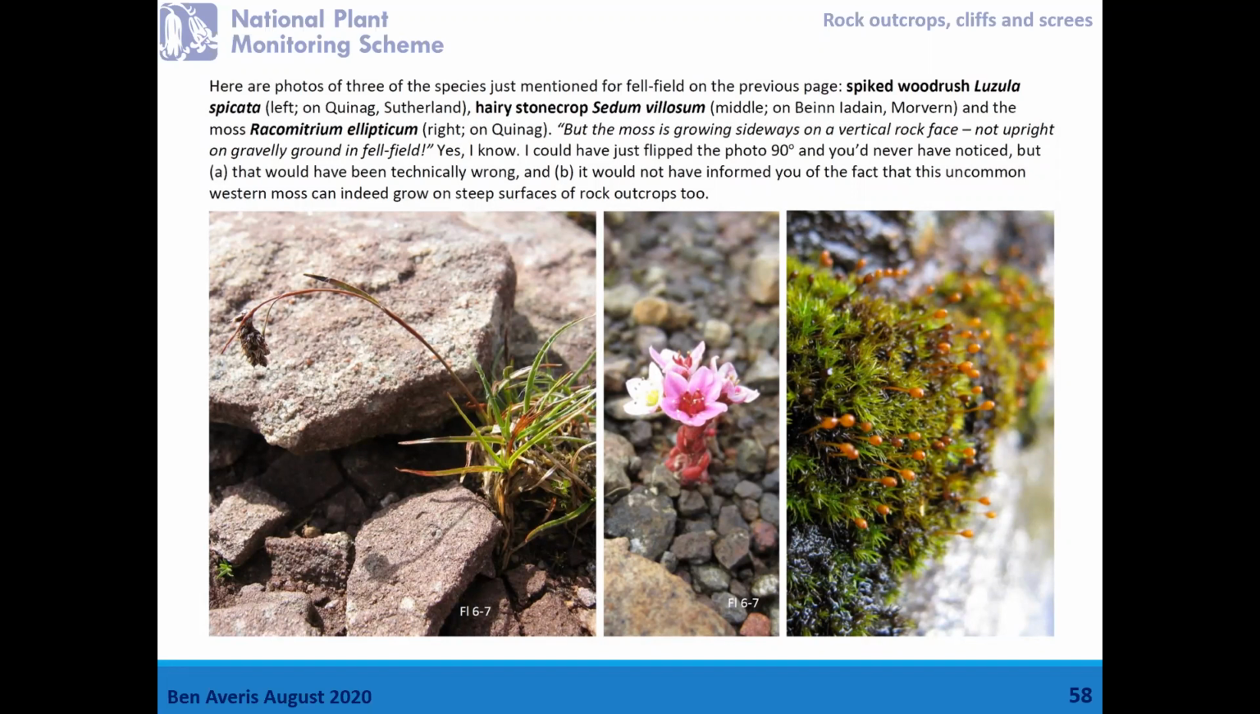Very distinctive. And that little moss, Racomitrium ellipticum, is very, very much a feature of the western basalt fellfield habitats, really distinctive. And on the Faroes, it becomes really, really common as well. It's a western oceanic moss species.